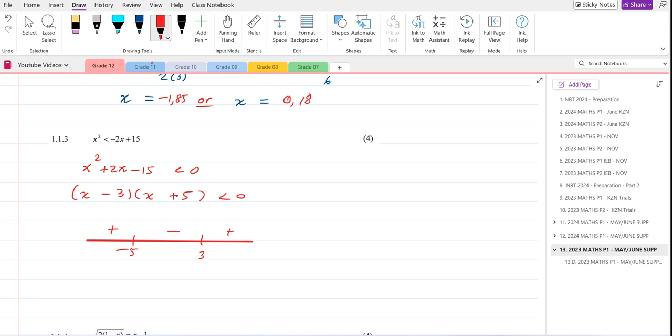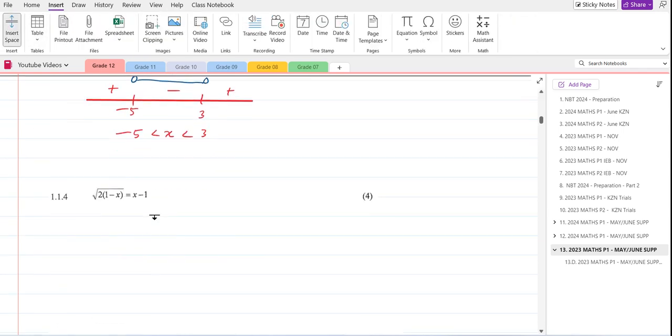Once you have positive, alternate the signs only if you have linear factors. You only alternate if you have linear factors. See, the first bracket is linear, second bracket is linear, then you can alternate the sign. So now my answer is between -5 and 3, because I want a negative answer. How do you know we want a negative answer? Look at the last inequality. So my answer is x is greater than -5 but less than 3. I hope you guys understood that. Right, so moving on to the next problem.